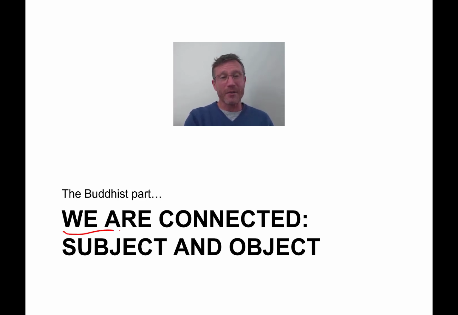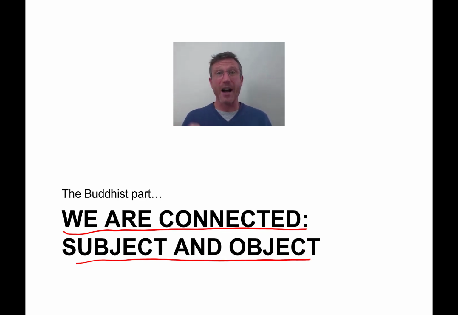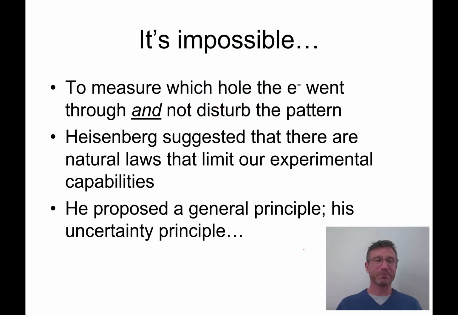And the thing I would say here, we are connected, subject and object here. The electron is connected to us because when we start to look at it and observe it, it changes its behavior. That'll be a key outcome to quantum mechanics. That's why things get pretty bizarre in the world of quantum mechanics.